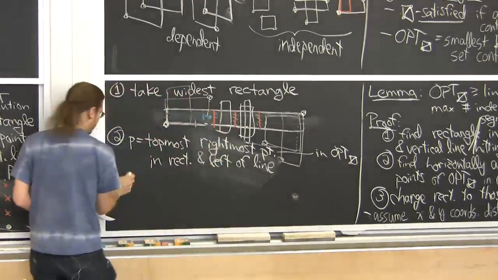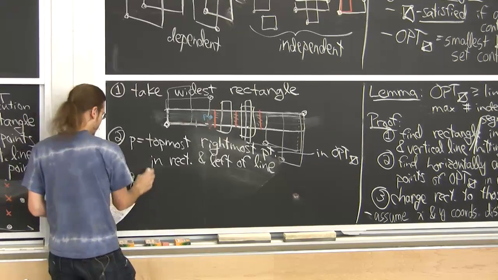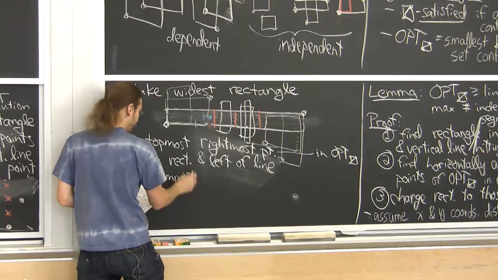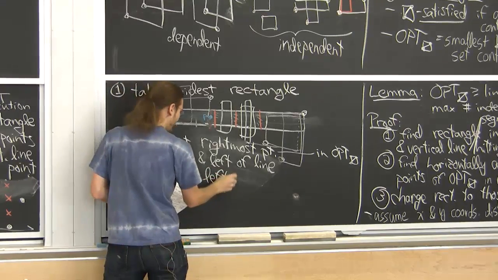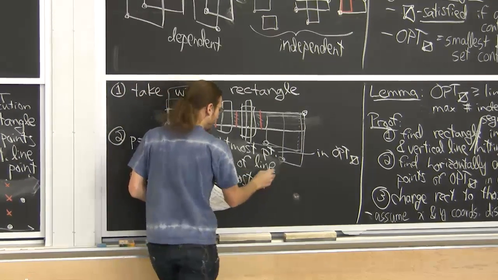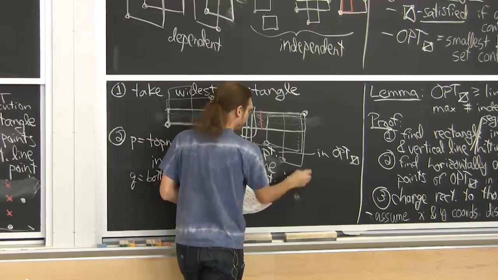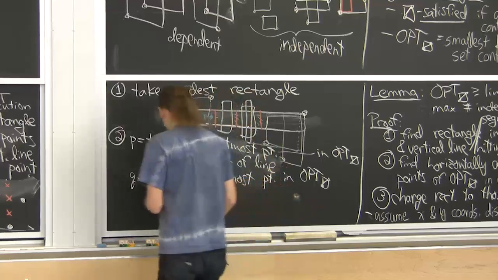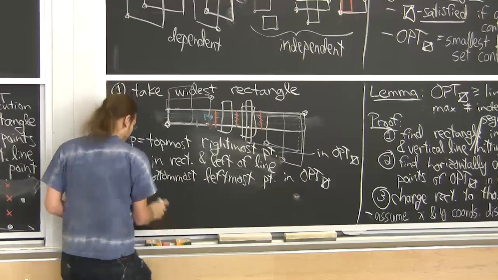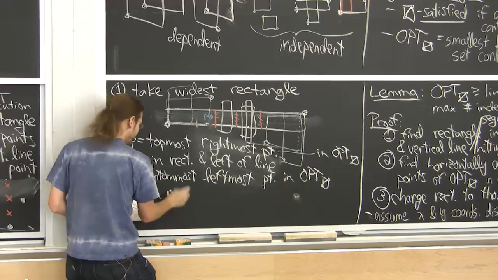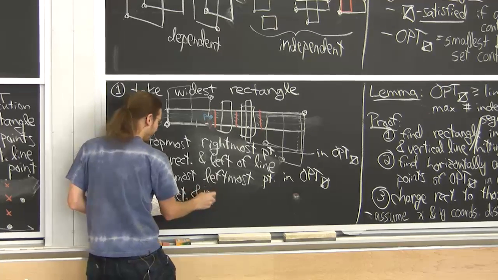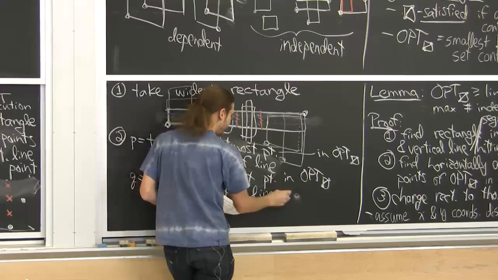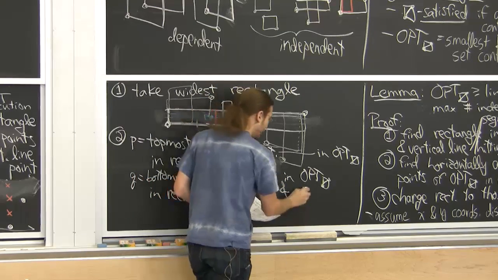Okay, and then Q is going to be a similar thing. It's going to be the bottommost, leftmost point in opt plus that is in the rectangle and right of the line. Not totally symmetric, though. We're also going to say and not below P.